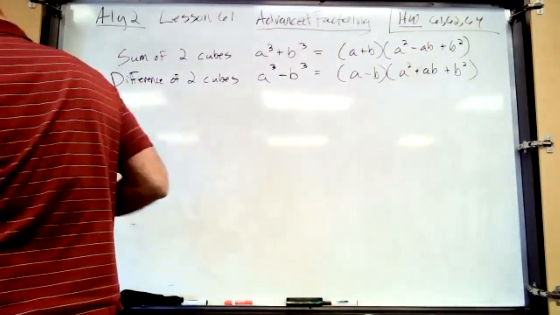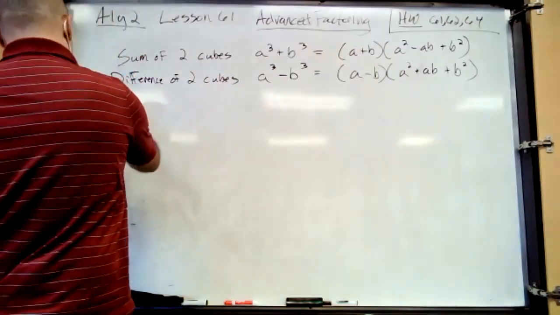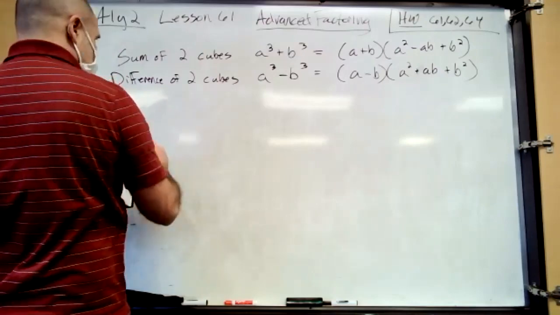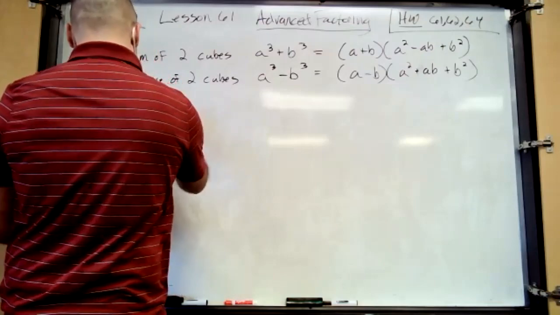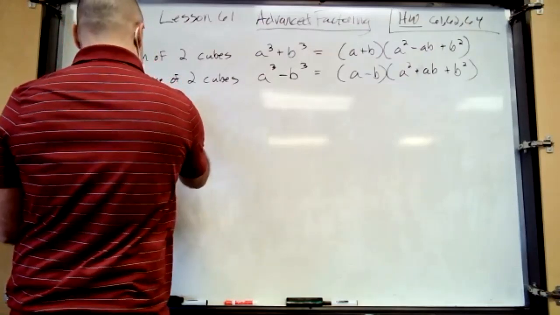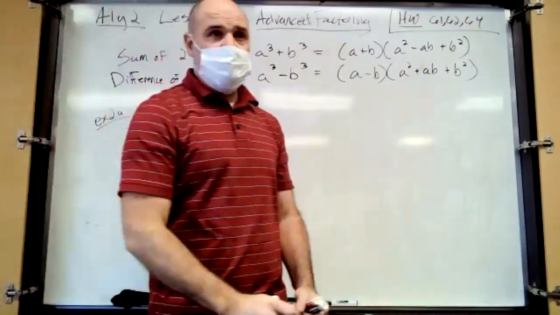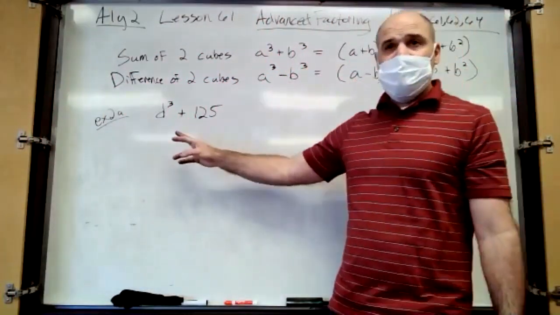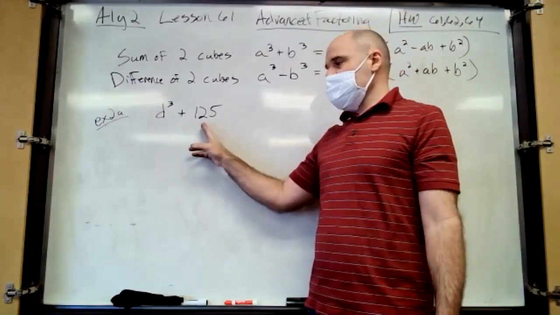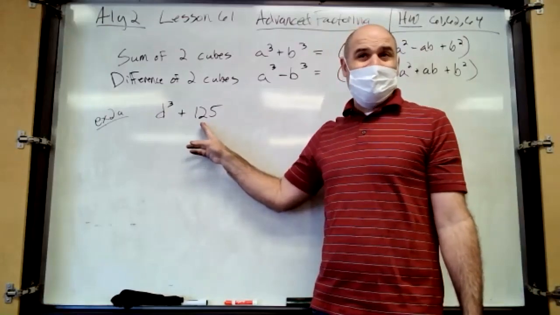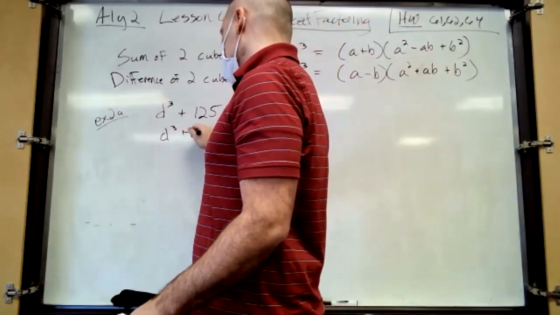Okay, so let's try a real life example of the sum of two cubes. Here's example 2a. So all we need to do is replace a's and b's with these things. Well, the first example is d to the third plus 125. Now these are two cubes, right? Cubes are things you can take the cube root of. You can take the cube root of d cubed, it's d, right? You can take the cube root of 125, it's 5. So if it's easier, you could write it like this, d cubed plus 5 cubed.